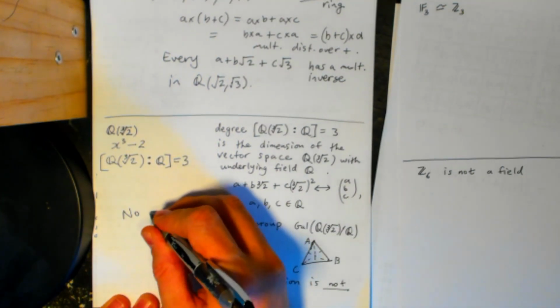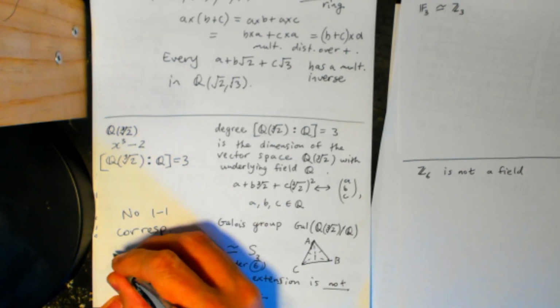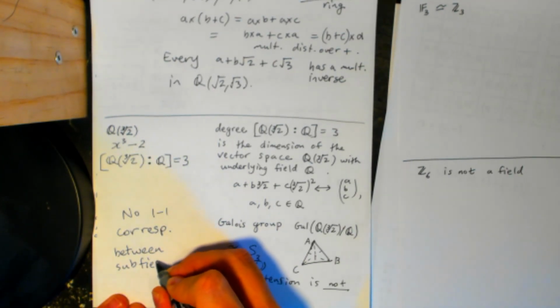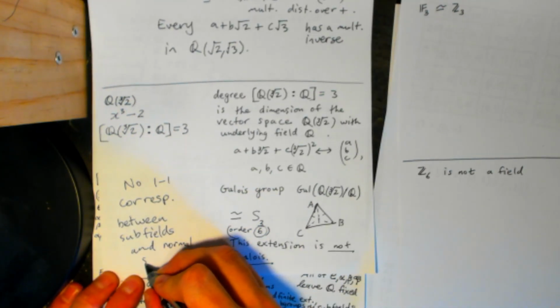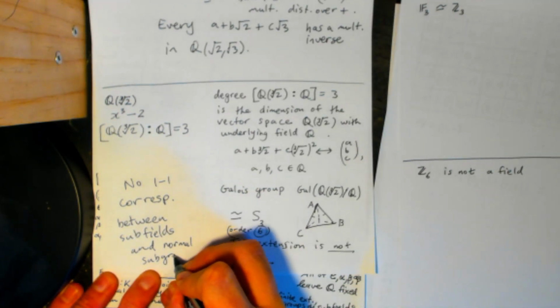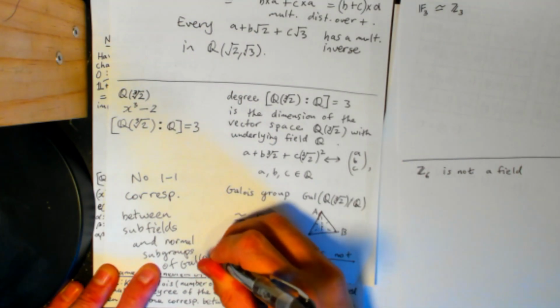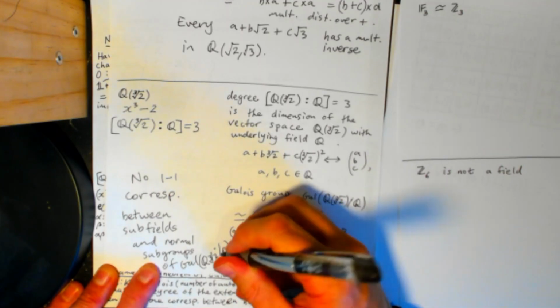So no one-to-one correspondence between the subfields and the normal subgroups of the Galois group over Q.